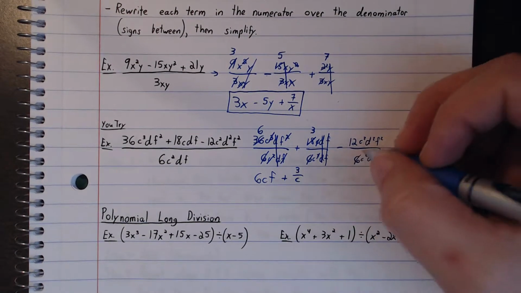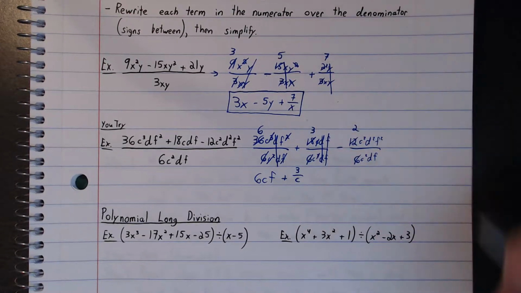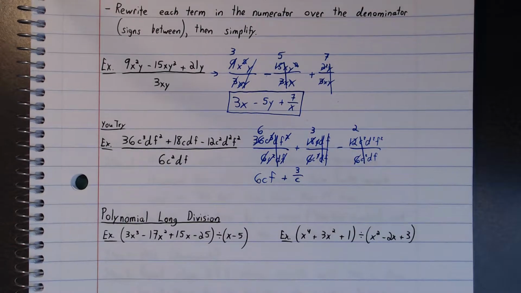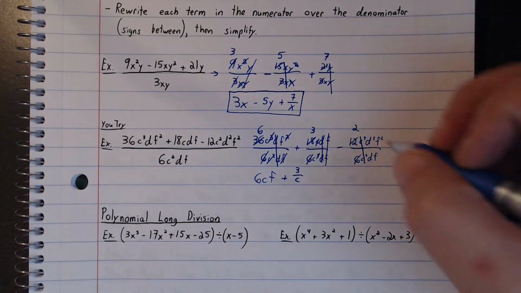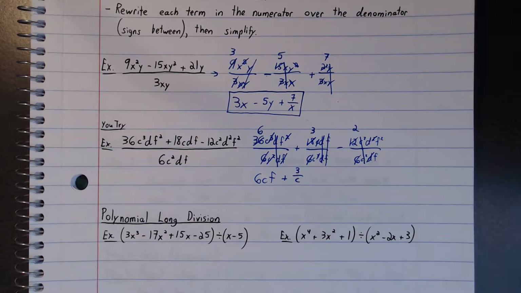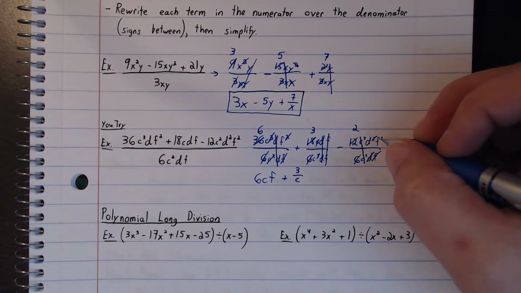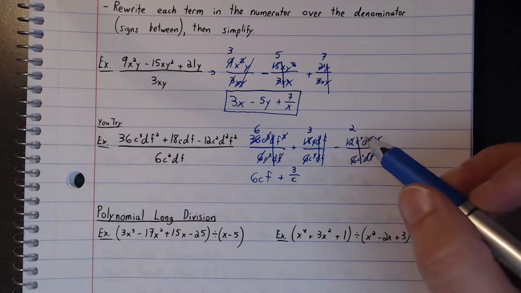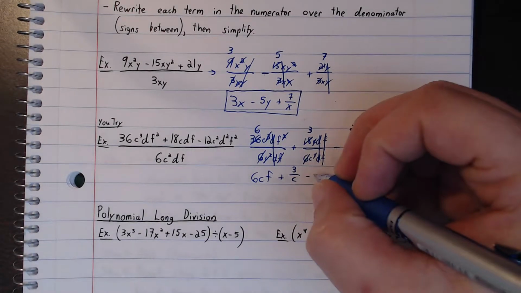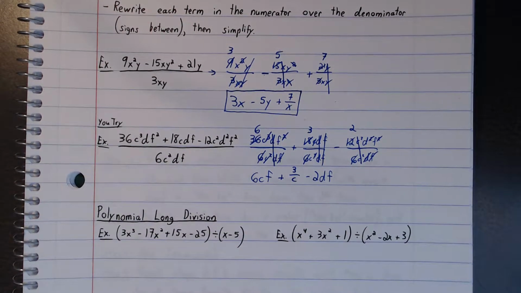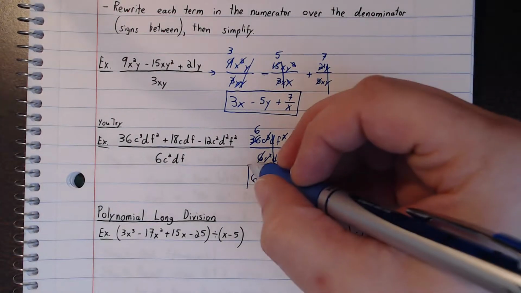Last, my 6 and my 12's, those reduce. I can see I've got c squared, so those are going to cancel each other out. 1d on bottom gets rid of 1 from the top. Same thing with my f's. I have 1 on bottom, 1 and 2 on top, so I can take 1 away from the top. What I'm left with here is minus 2df. Okay, hopefully you came up with the same solution for that one.